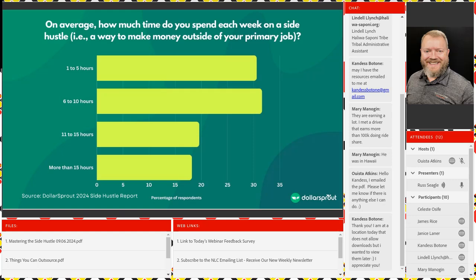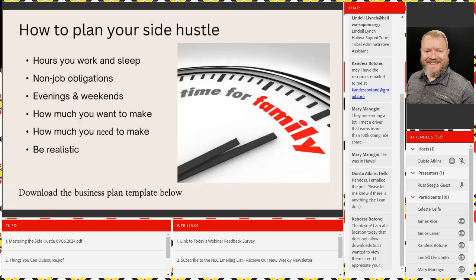You might have a leaky kitchen sink. You might have a water heater that begins to leak, and you've got to fix it. And you've got to deal with things that come up in life. So no, you don't have another 16 hours a day that you could put into your side hustle. Let's be realistic. Take inventory of the hours you work and sleep.